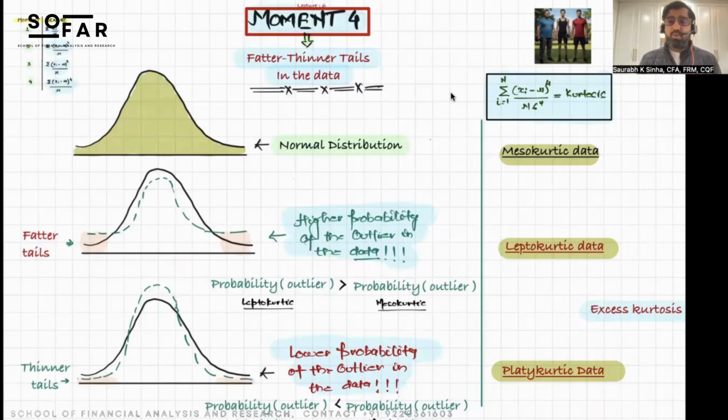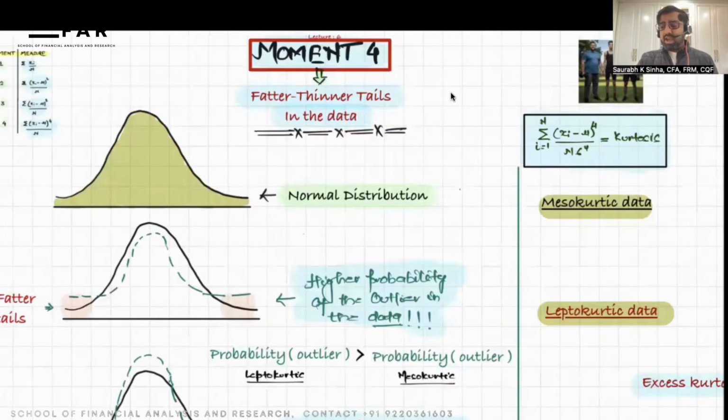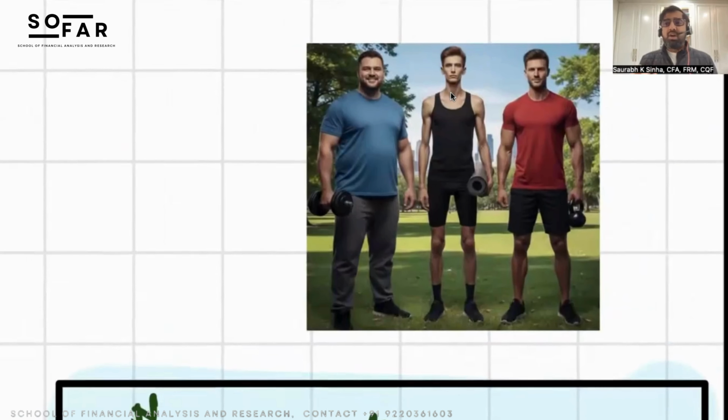As I mentioned, moment 4 is all about fatter or thinner tails in the data, not body. Now, fatter and thinner are relative words. Even when you say someone is fat or someone is thin or someone is physically fit, it depends how you perceive fitness. It is a relative exercise done by your subconscious mind. Even a society subconsciously labels people as fat, thin, or fit, depending on how society perceives that person. So it's a game of perception and it is a relative perception.